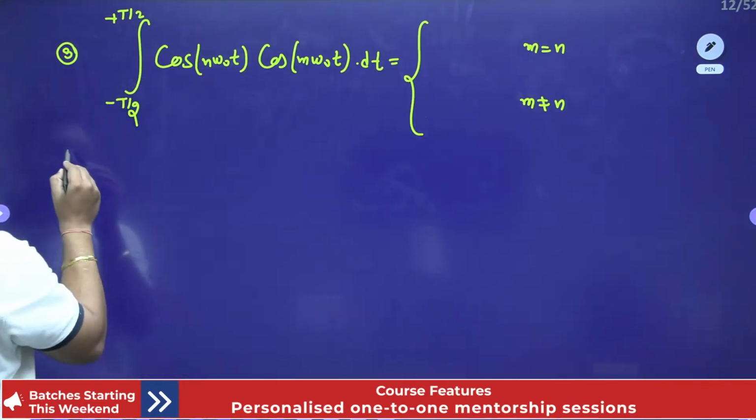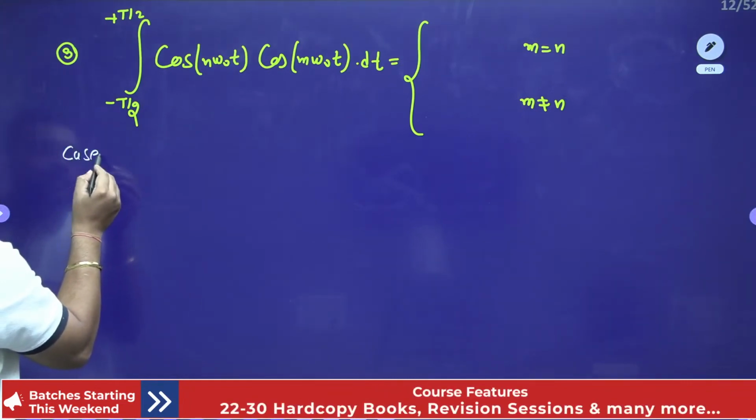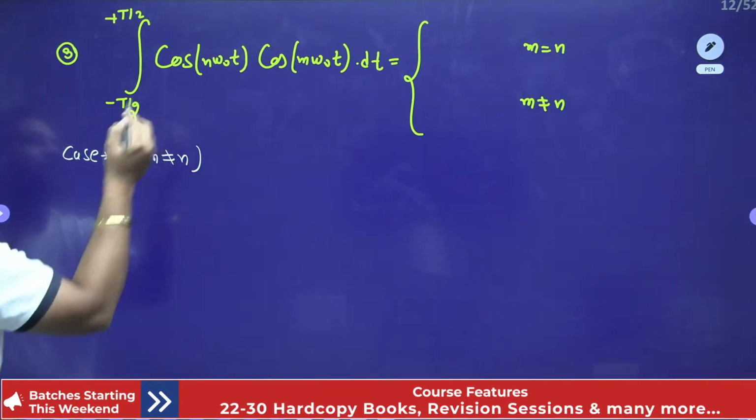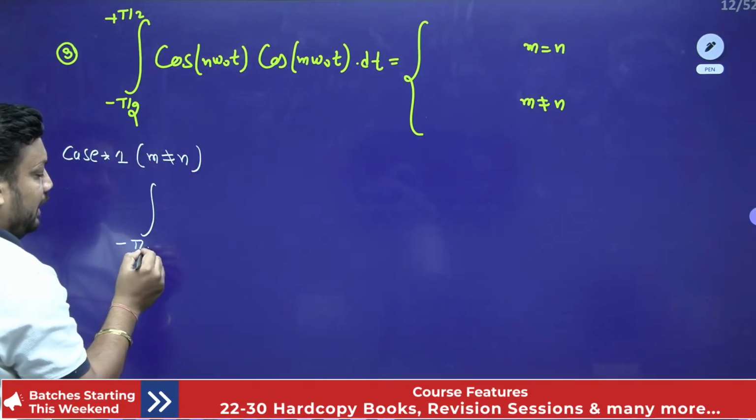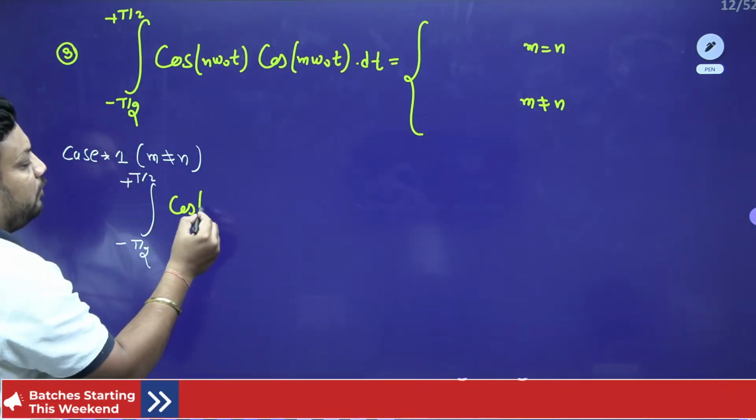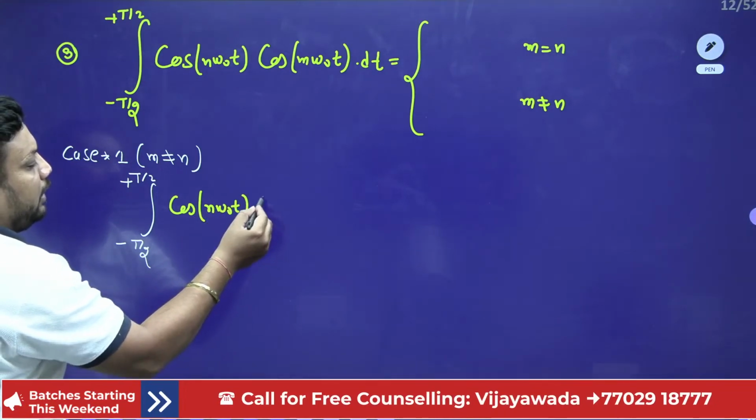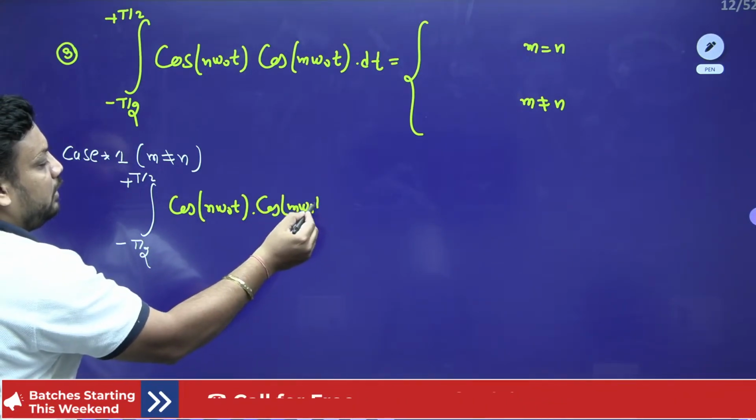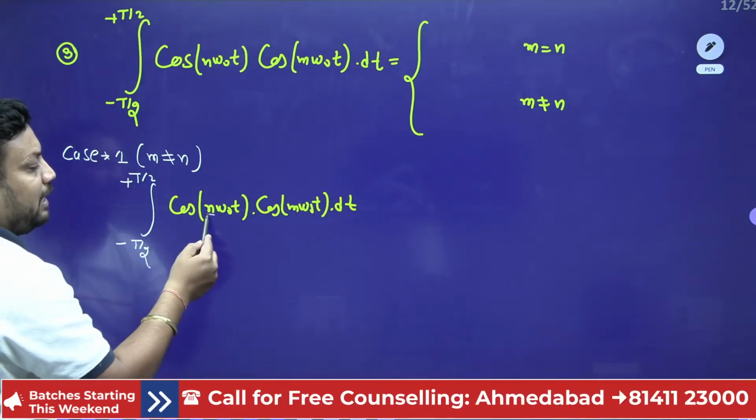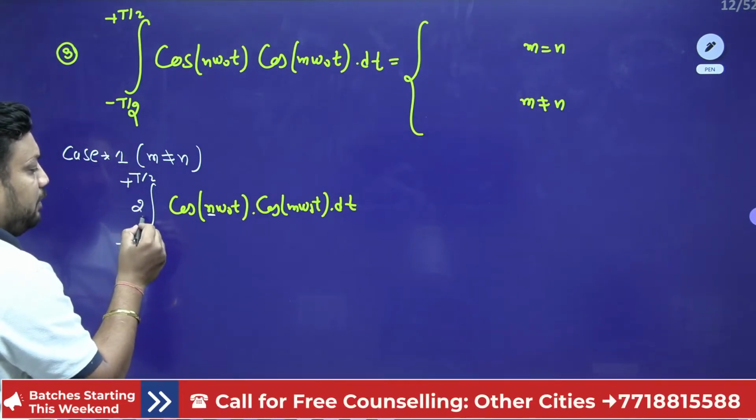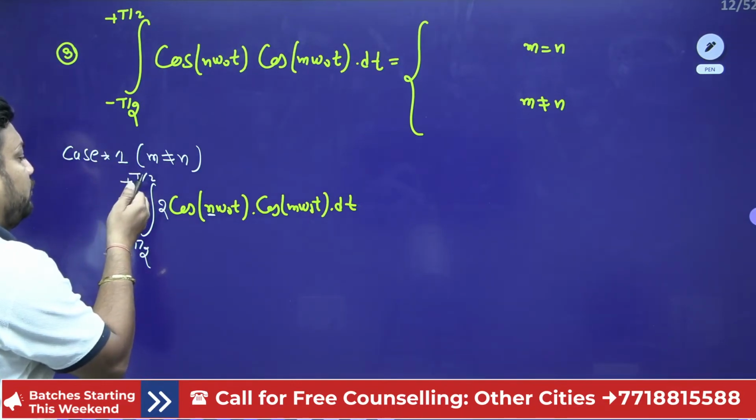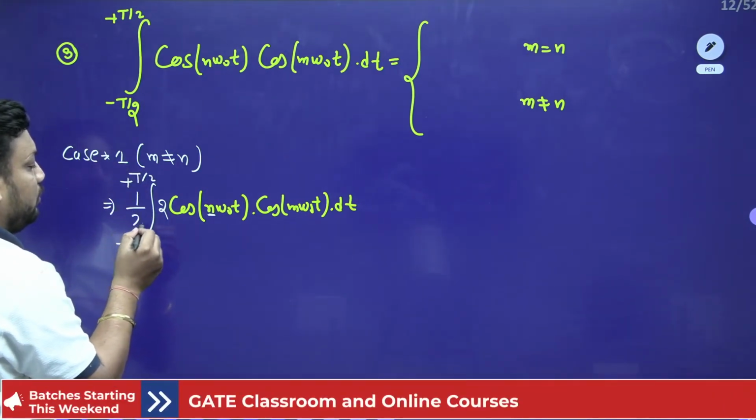Suppose, students, I am taking case number 1, that m is not equal to n. If m is not equal to n, then we can rewrite it like this, sir: minus T by 2 to plus T by 2, cos of n omega 0 t and again cos of m omega 0 t into dt. In this case, because m and n are different, n can be greater or m can be greater. So I am just multiplying with 2 and also multiplying with half, so the 2 gets cancelled out.